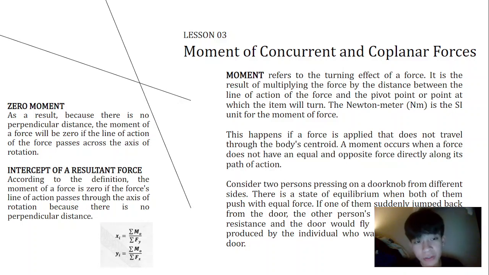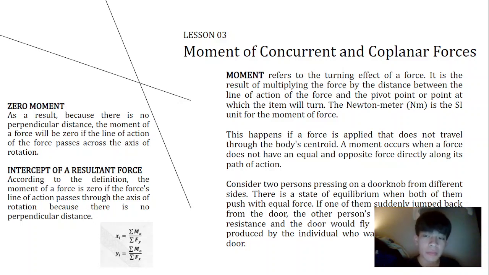This happens if a force is applied that does not travel through the body's centroid. A moment occurs when a force does not have an equal and opposite force directly along its path of action. Consider two persons pressing on a doorknob from different sides. There is a state of equilibrium when both of them push with equal force. If one of them suddenly jumped back from the door, the other person's push would have no resistance and the door would fly open. A moment was produced by the individual who was still pushing on the door.